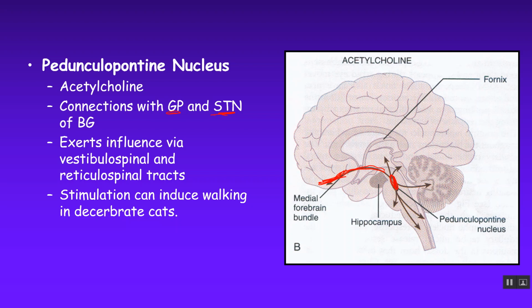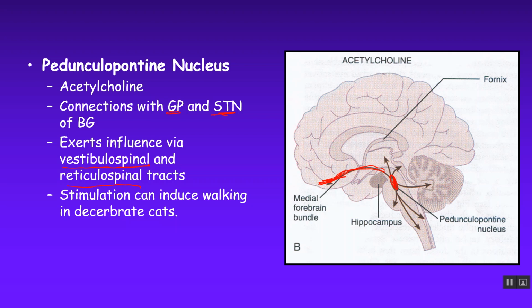And when that thing gets overactive, they get too stiff. They get that stiffness where they get co-contraction and so forth with Parkinson's disease. But the pedunculopontine nucleus exerts its influence via those vestibulo and reticulospinal tracts, those medial activating pathways.